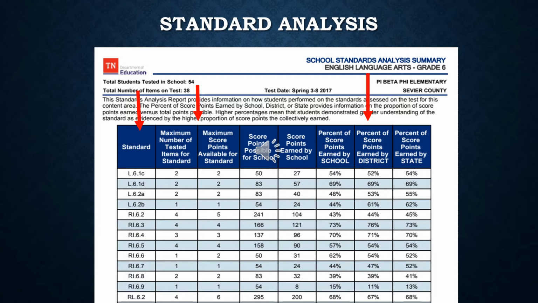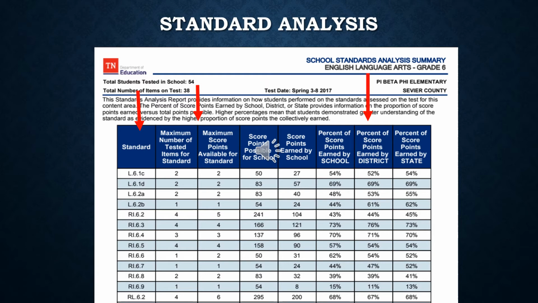For instance, at first glance, one would assume that we would need to put a lot of focus and energy on RI.6.9 because we only got 15% of the points available for this standard. And when compared to other standards, it is significantly lower. However, by looking at the district and the state, we see that this was a hard question and that we actually did better than the district and the state on this standard.